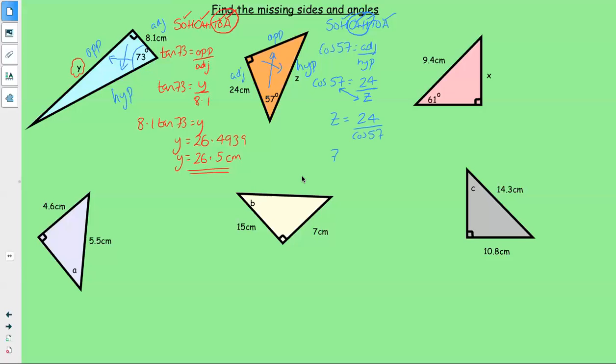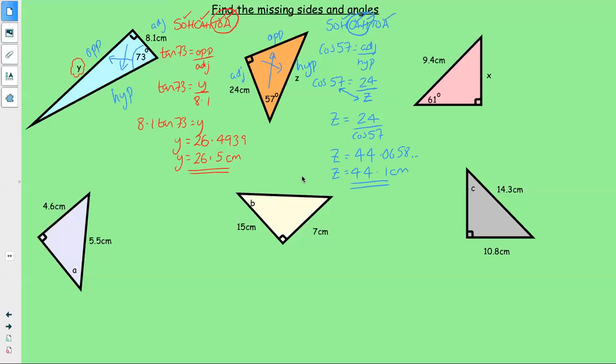At this point, and only at this point, can you reach for your calculator, and then you can type that in. So 24 divided by cos 57, and your answer is 44.0658. Again, we'll do 1 decimal place, so 44.1. That's a side, and it's centimeters.